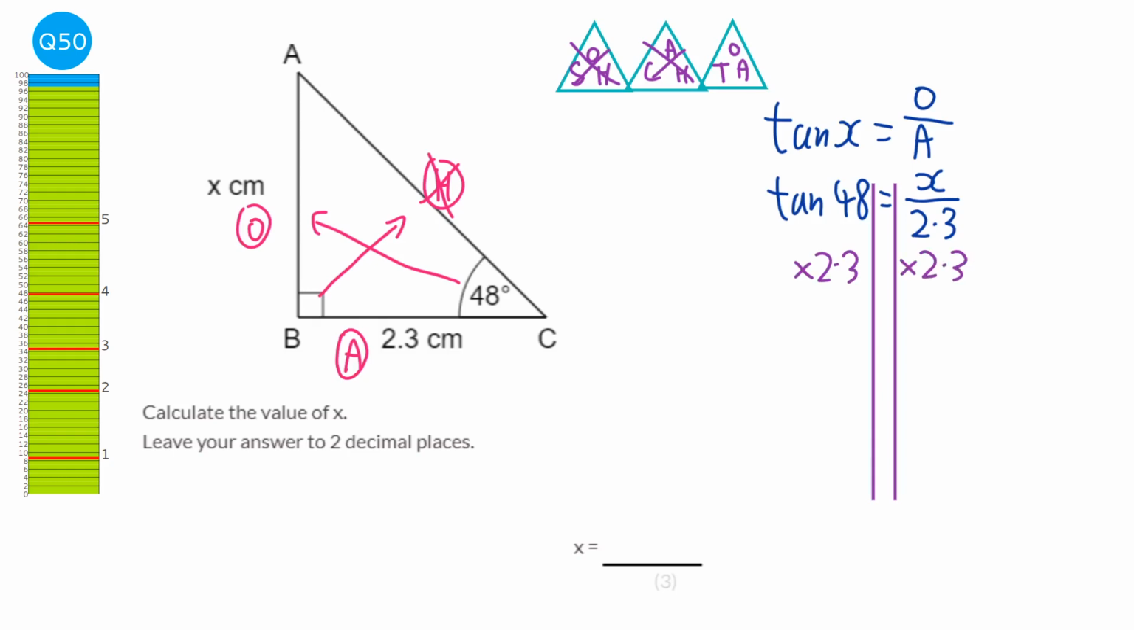And notice here we just need to times by 2.3 both sides to get x on its own. Now be careful when you type in tan 48, most calculators will open a bracket after typing in the tan, so make sure you close it after the 48, then type in times 2.3, and we get 2.554 blah blah blah. And so when we round that to 2 decimal places, that would be 2.55.